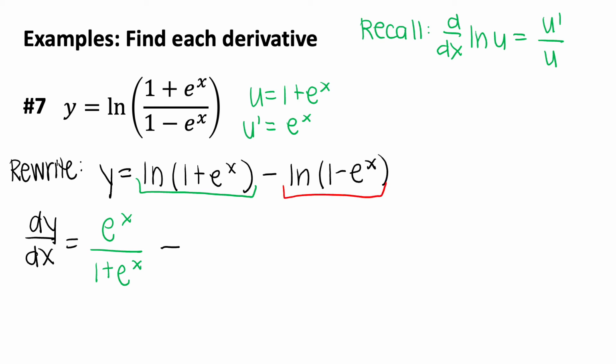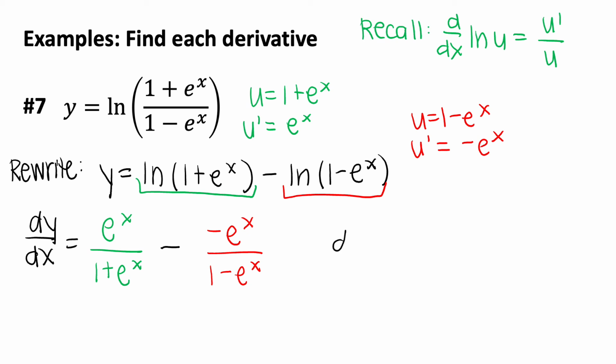our second term. And for this term, we'll let our u be 1 minus e to the x, which makes u prime. The derivative of 1 is still 0. The derivative of negative e to the x is negative e to the x. So our u prime over u would be negative e to the x over 1 minus e to the x. And we can simplify just by combining our minus and negative.